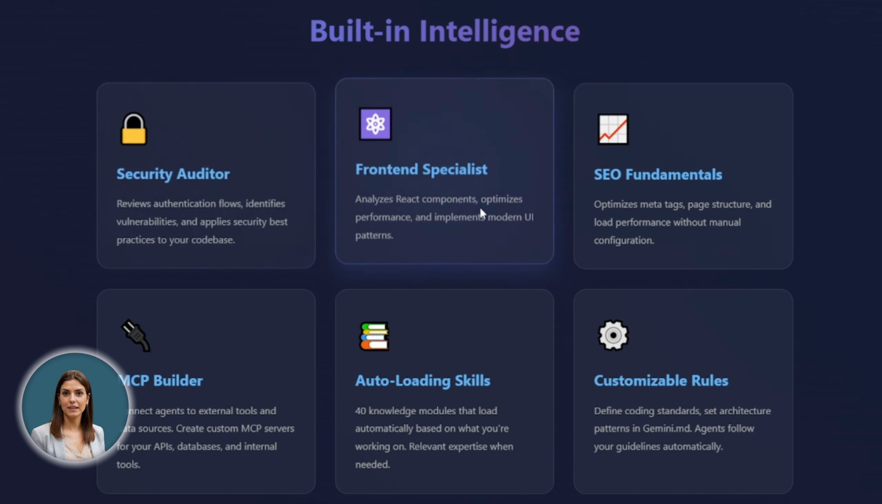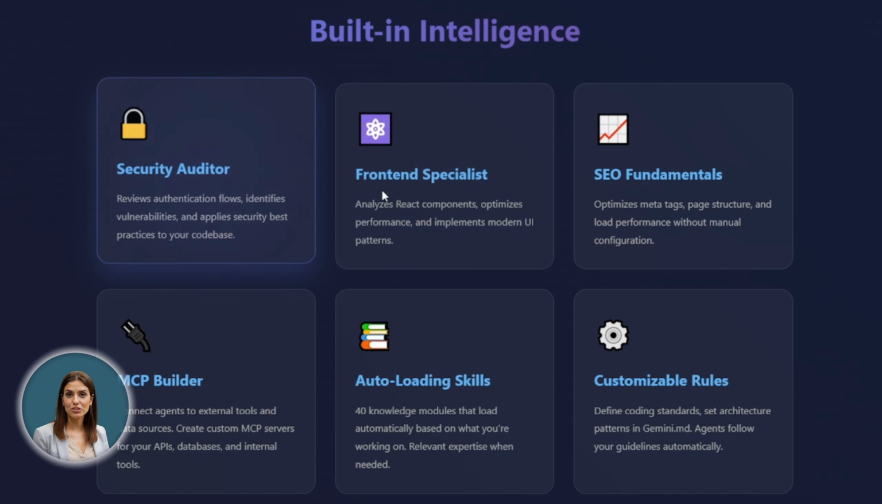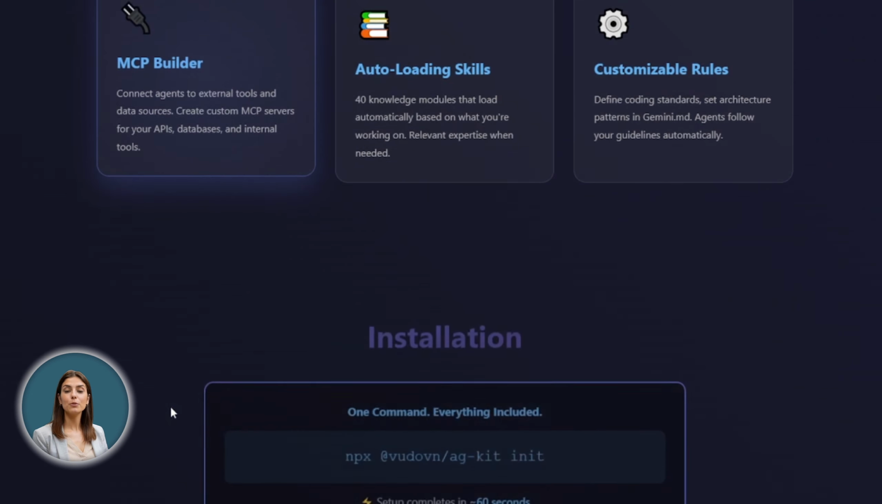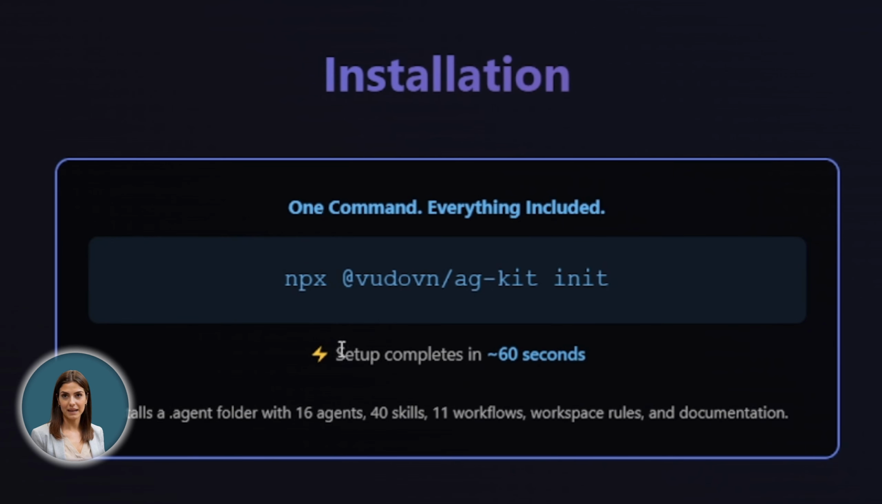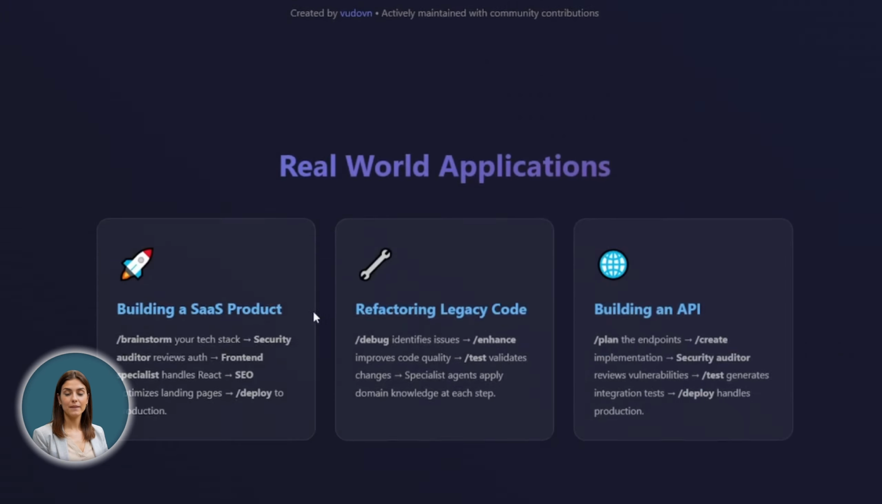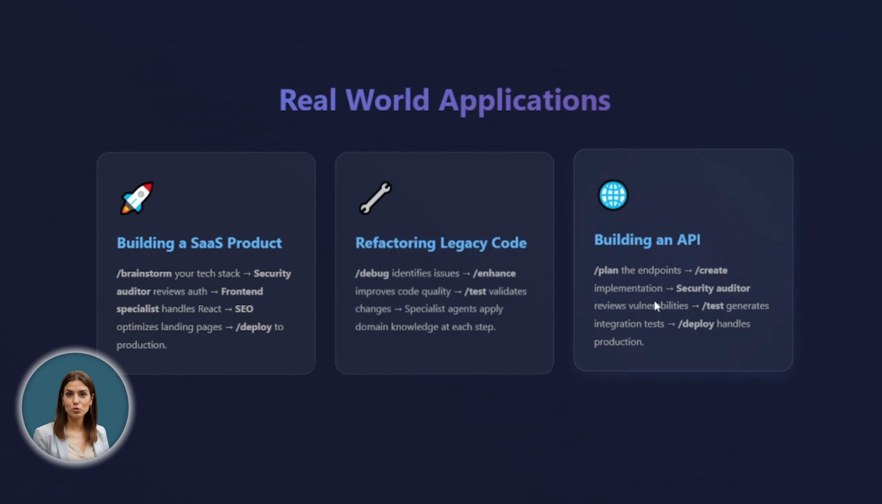The whole thing is free. MIT license, open source on GitHub, created by a developer named Vudoven, and setup takes about 60 seconds. You open your terminal, type npx at vudoven/ag-kit in it. Hit enter, done. It installs a .agent folder with everything.